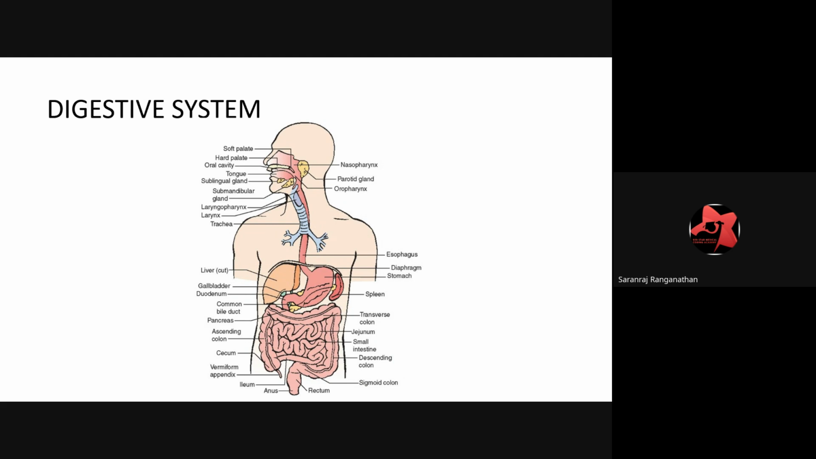Today we are going to see about the digestive system in the surgery part. Okay, so they have given the anatomical parts of the digestive system. So what are the anatomical parts involved in the digestive system? They have given it here, from the mouth till the anus. So these are the anatomical parts involved in the digestive system, and we are going to see them one by one.